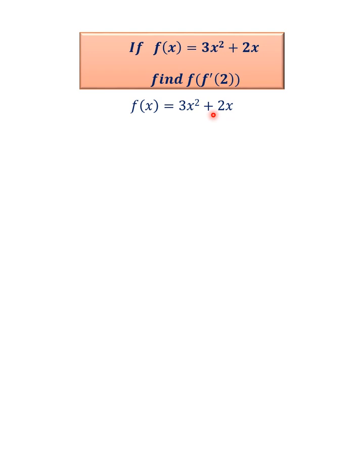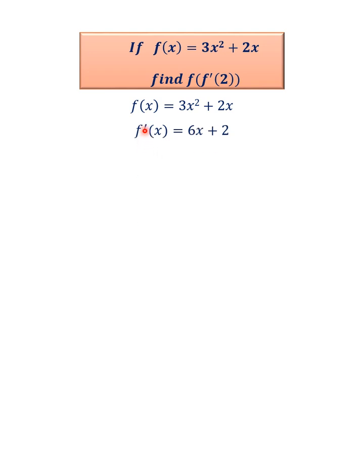The first thing we want to do is to deal with the inner bracket, which is f prime of 2. F prime simply means the derivative, the first derivative. So we are going to differentiate this expression once because the prime here is 1. If it was 2, we would differentiate twice. So this is saying differentiate this expression once and put 2 in the place of x. So let's start by differentiating f of x.